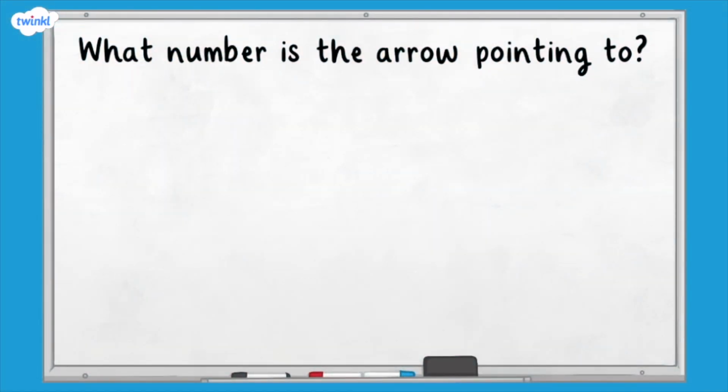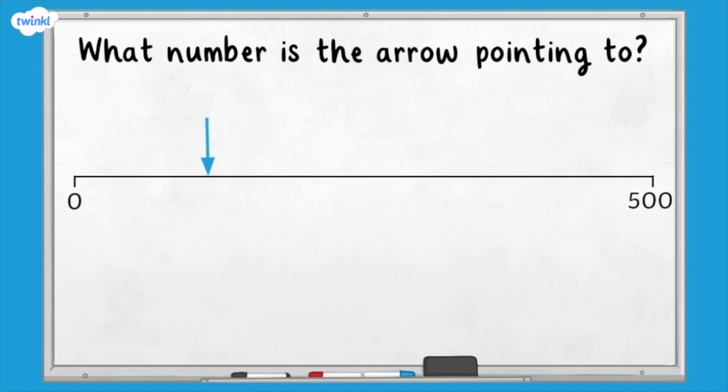So, when there are marked intervals on a number line, we can use these to help us to estimate the position. But what if there are no marked intervals? We can still do the same thing by adding in our own interval lines.